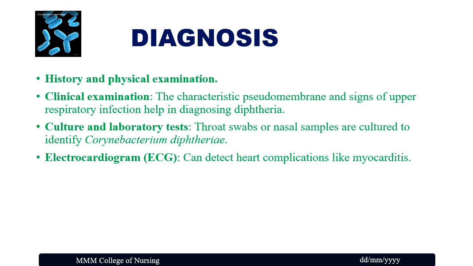Diagnosis includes a thorough history and physical examination. Clinical examination includes the characteristic pseudomembrane and signs of upper respiratory infection, which helps in diagnosing diphtheria. Culture and lab tests: throat or nasal samples are cultured to identify Corynebacterium diphtheriae. Electrocardiogram, that is ECG, helps in detecting heart complications like myocarditis.